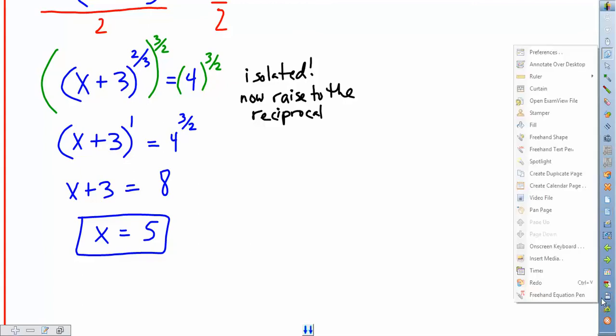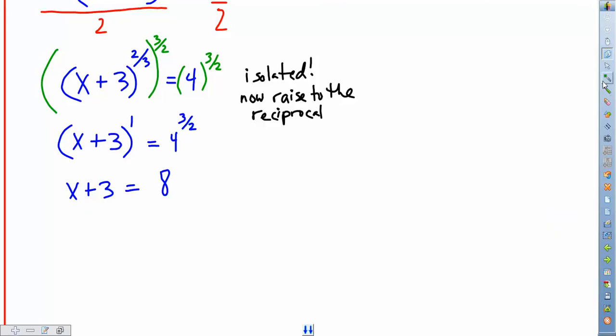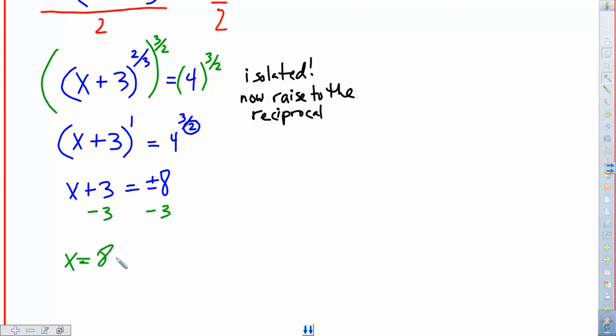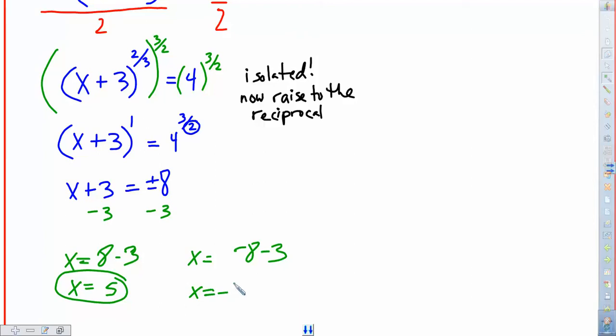Okay. So let's see if we can fix that. What we should have here, because we are taking a square root, is plus minus 8 right there. And so then our answer, after we subtract the 3 from both sides, one of our answers would be 8 minus 3, and our other answer would be negative 8 minus 3. So two answers that we could get here would be 5, and then the other answer would be negative 11.